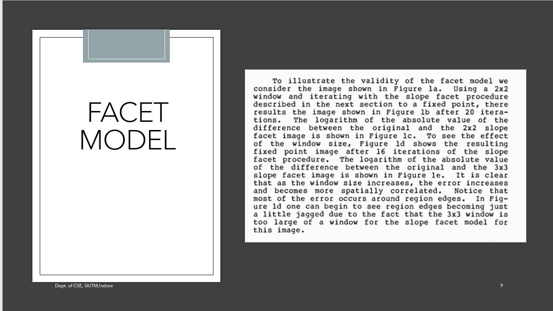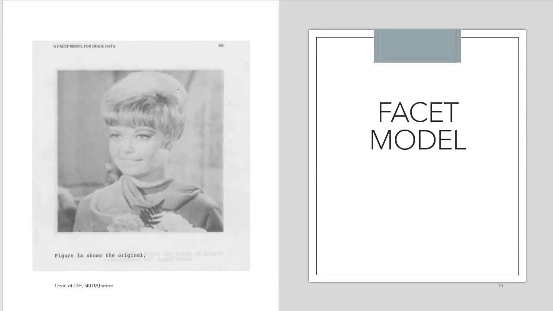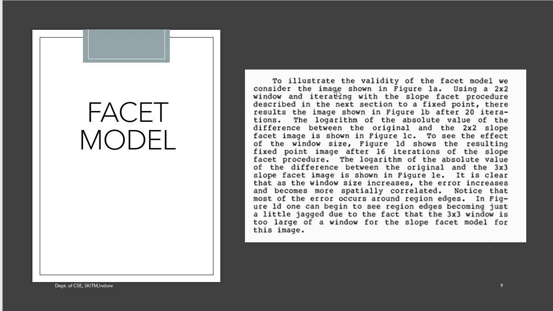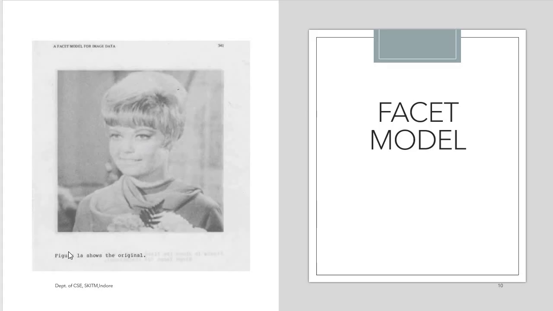So to illustrate the validity of the facet model, we considered some images. This is the image that we have considered. Using a 2x2 window and iterating it with the slope facet procedure to a fixed point, the resultant image is shown in the figure after 28 iterations. The logarithm of the absolute value of the difference between the original and the 2x2 slope facet image is shown in the figure. So this is the original image.